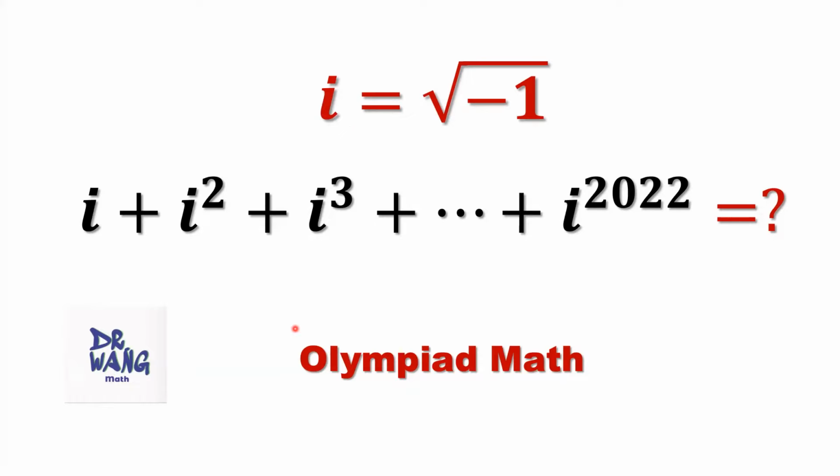Here is the question. i equals the square root of -1. This is not a real number. It is an imaginary number. We want to find the sum of i plus i squared plus i cubed plus ... until i to the power 2022.